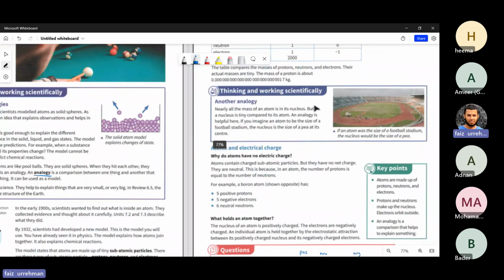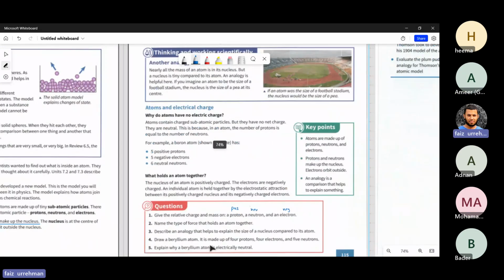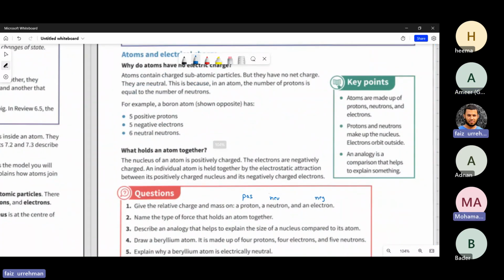I need to check this one. This question: name the type of force that holds an atom together. Wait. It's the last part. What holds an atom together? The nucleus of an atom is positively charged. That one, there's the answer.